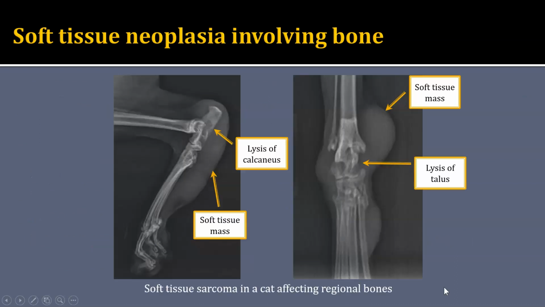Here's an example of a cat that has a soft tissue sarcoma of the tarsus and metatarsus, and we can see all of this irregular mass-like soft tissue swelling of the tarsus and the metatarsus. Oftentimes we might know this is a soft tissue tumor, but then we take the radiographs to see how extensive it is and maybe how much of the bone it affects. So when we look closely, we can see that there is this moth-eaten lysis affecting the calcaneus here. We can see a little bit of the talus being affected as well. So two different bones, but regionally affected by this soft tissue mass.